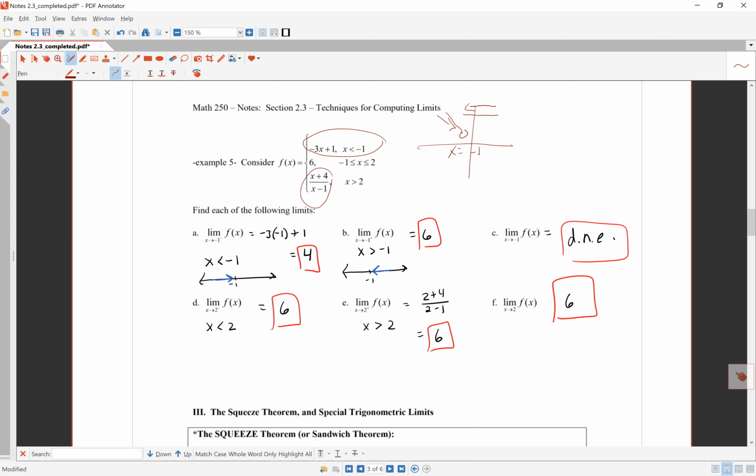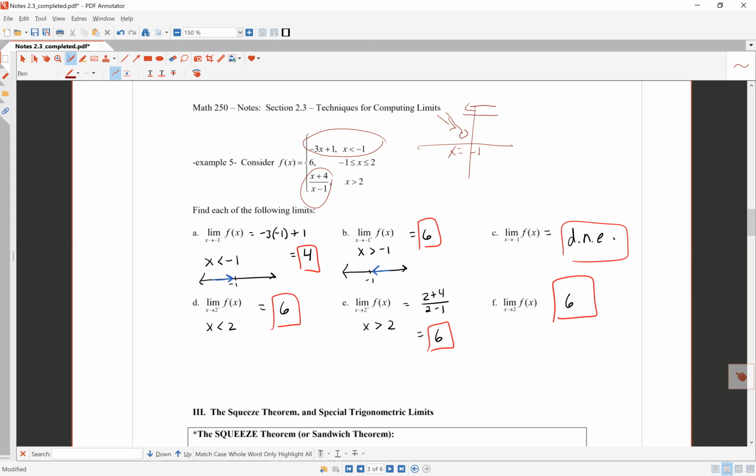But the problem is, look at C. Remember that D and E means does not exist. So the limit as x goes to -1 from the left is 4. The limit as x goes to -1 from the right is 6. So the overall limit doesn't exist, right? An actual limit as x goes to -1 can't exist unless the limit is the same as we go from the left and as we go from the right.